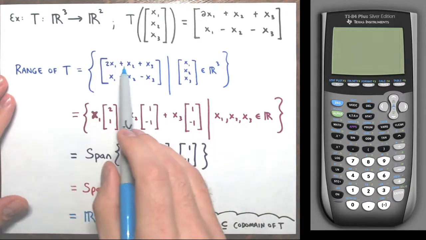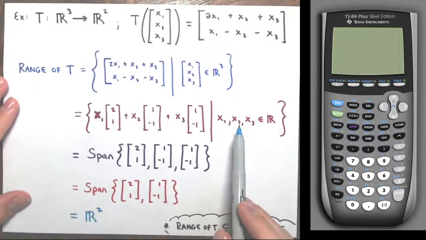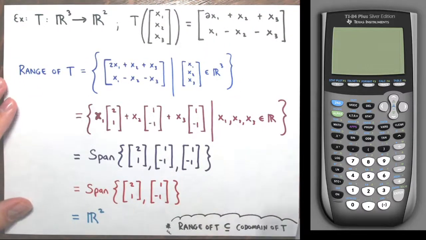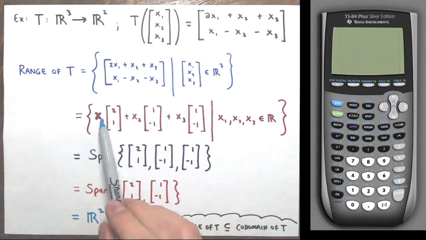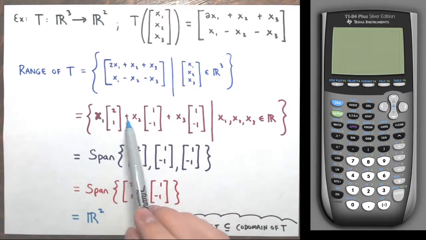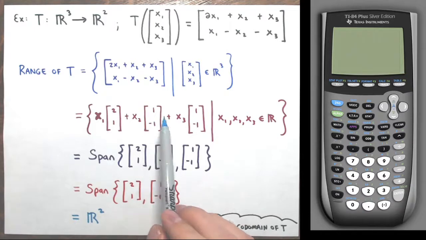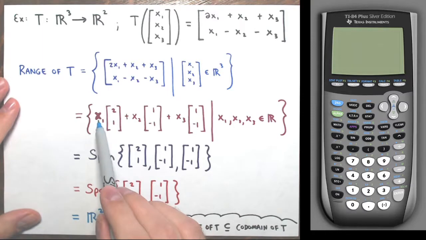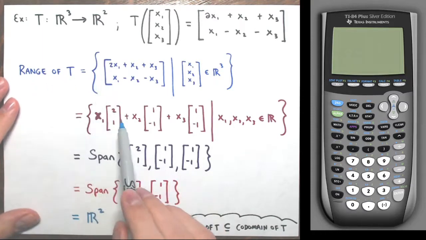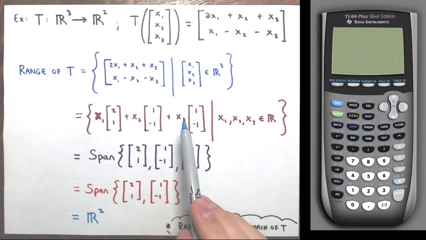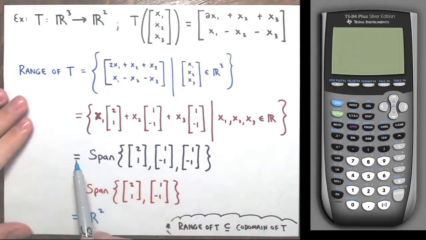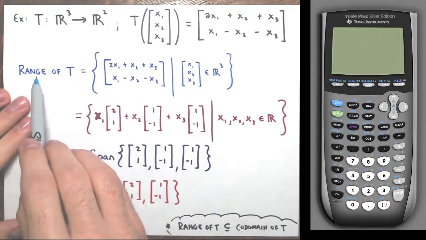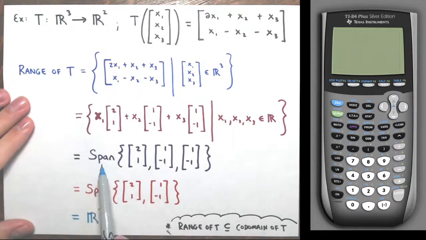You could write the range this way as well. And remember what these are. This is just a linear combination of the vectors (2, 1), (1, -1), and (1, -1). Now I know I don't need to repeat (1, -1). We'll see that in a second. But the range of T is all linear combinations of these 3 vectors. Well, remember, the set of all linear combinations of a set of vectors is the span of that set of vectors. So you could also say that the range of this transformation is the span of (2, 1), (1, -1), and (1, -1).